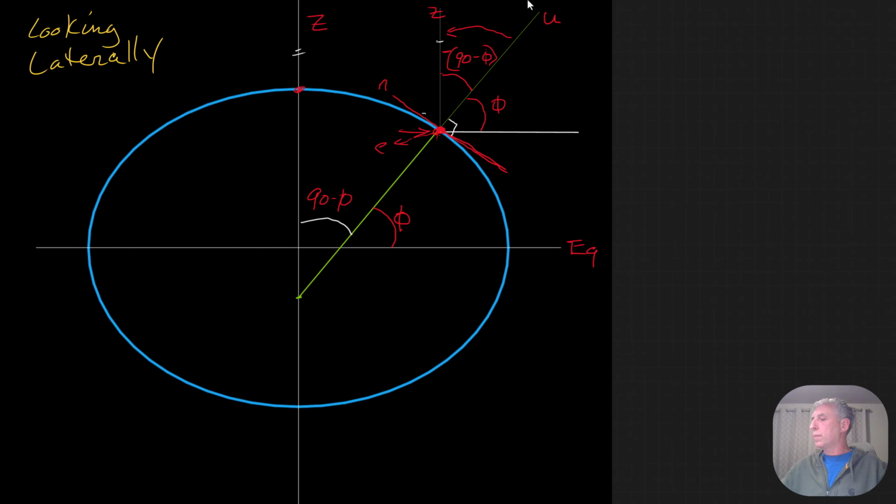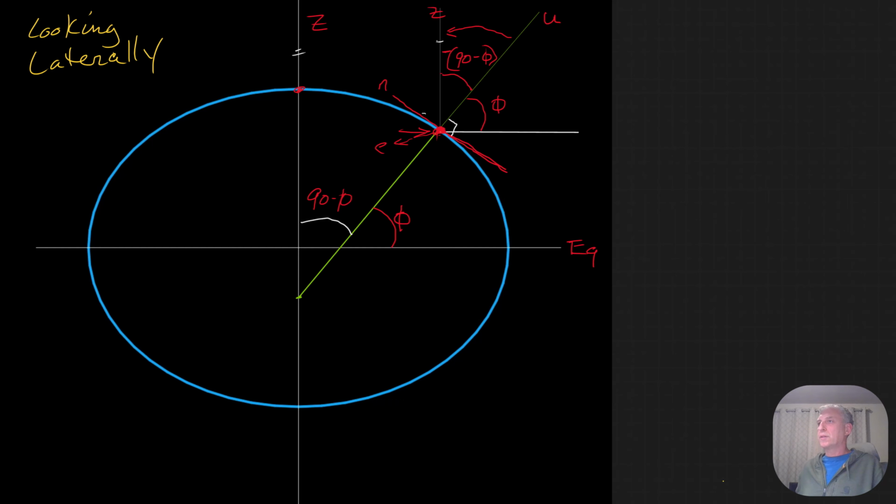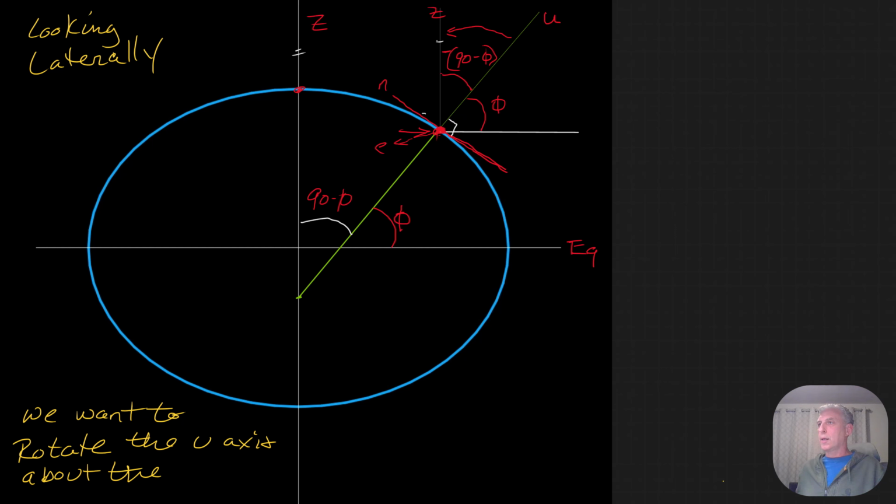So, boy, this is really hard to draw, but I'm going to write down here on the bottom left, we want to rotate the U axis about the E axis to align the u-axis with the z-axis.